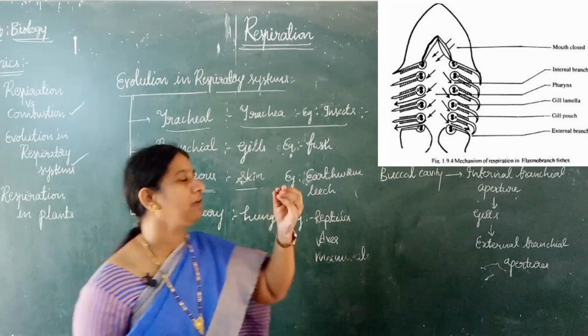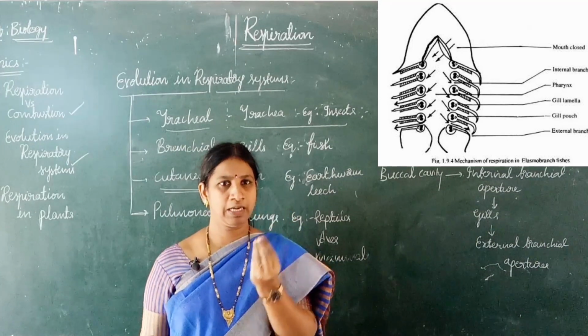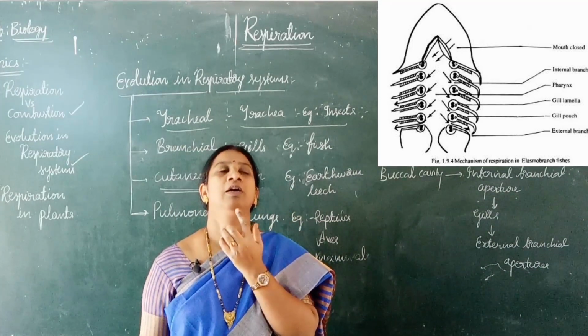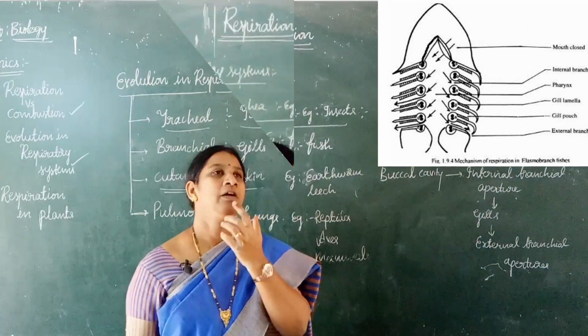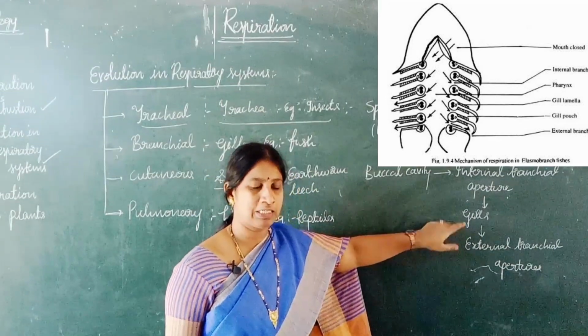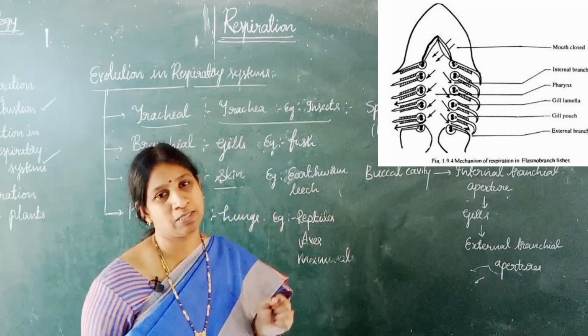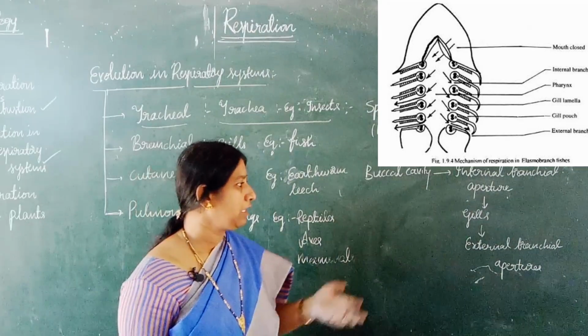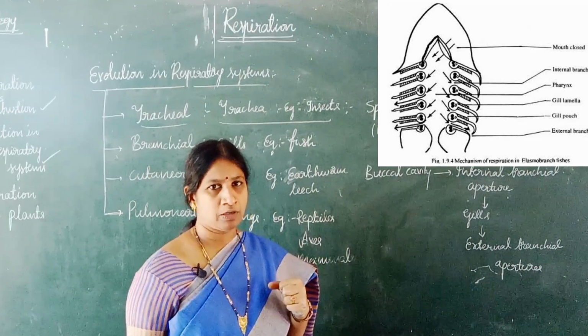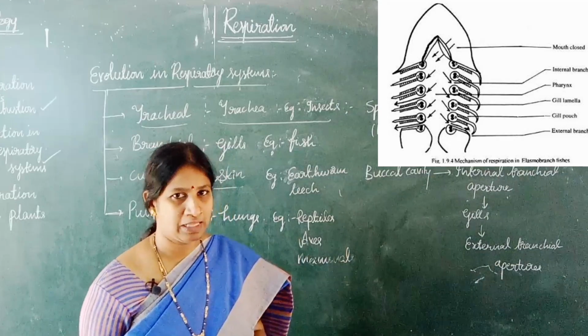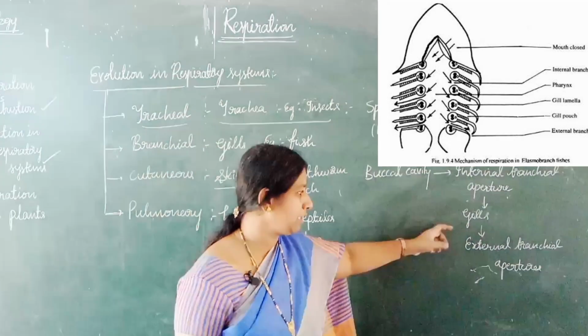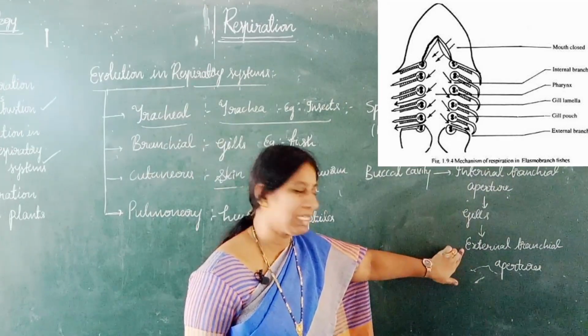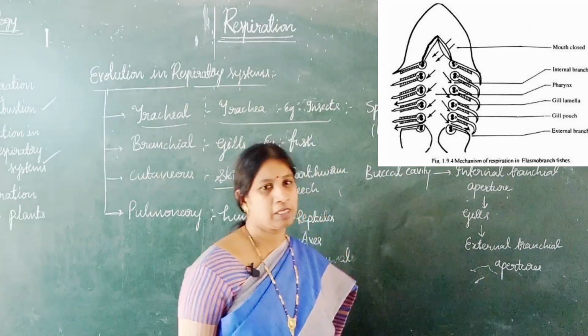So as I said, once it closes the mouth and raises the oral cavity upwards, automatically water enters into the gills. Then the gills absorb the oxygen present in the water and add carbon dioxide. That carbon dioxide, along with the water, is sent outside through the external branchial aperture.